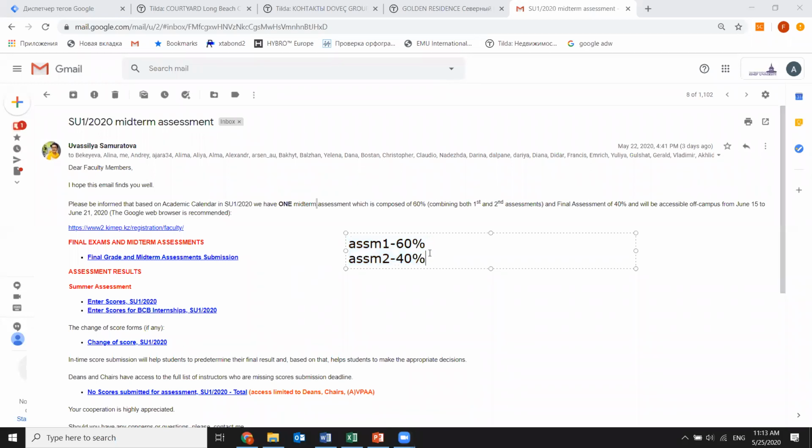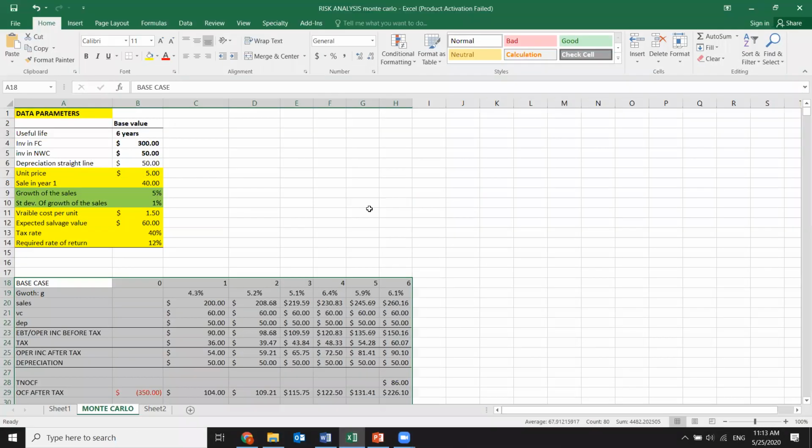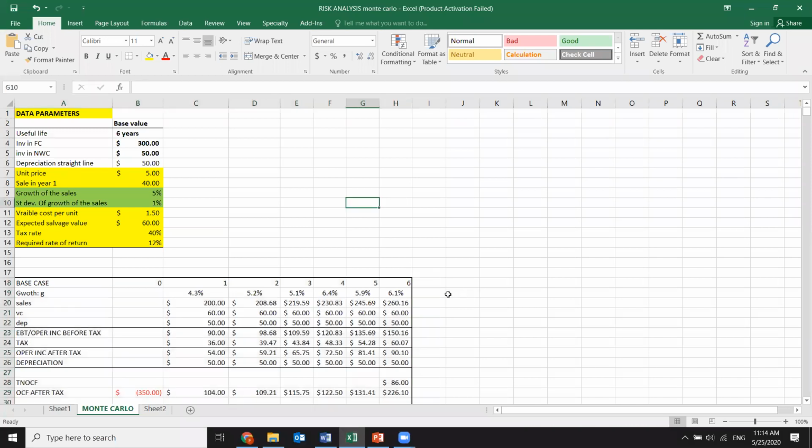Okay. So assessment 1 will be 60%, and 40% for the other. This is the first thing that I would like to tell you. The second is not an announcement, it's kind of a notification for you. While you are using Excel, please make sure that you have Excel in English, not in Russian, okay? So that it will not be a surprise to you while you're solving.